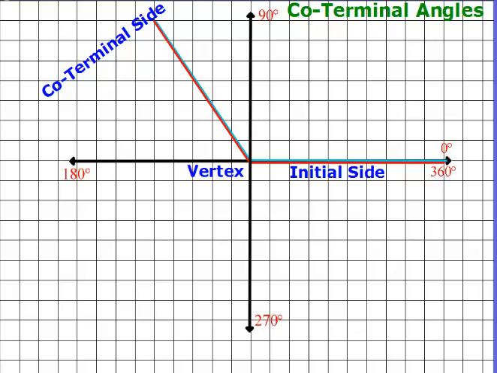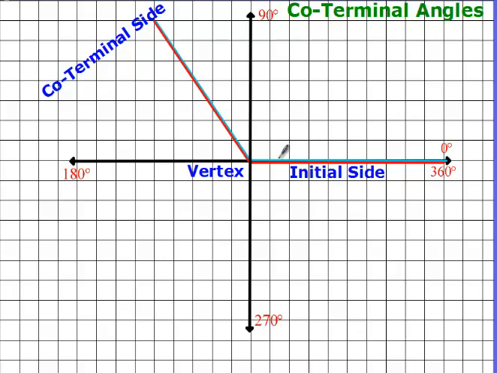Coterminal angles. What does the word co mean? Okay, it's in a group of something. So if you're a co-worker, it's somebody that you work with. So it means that you do the same thing with them. So what do you think the word coterminate means? Right, they both stop.